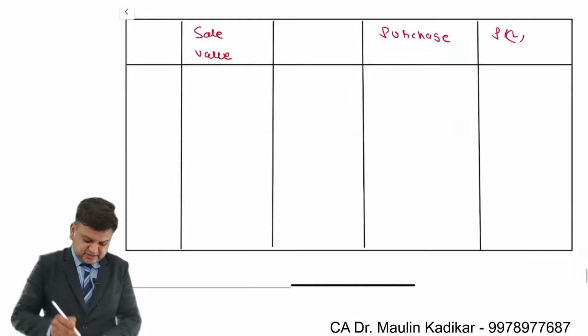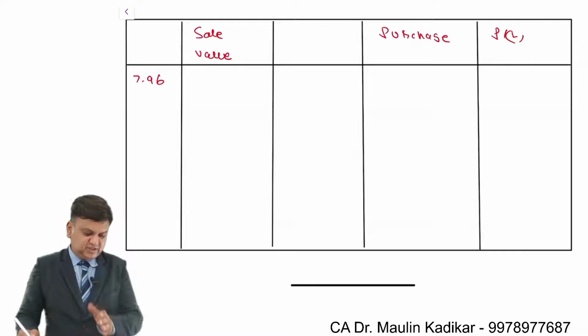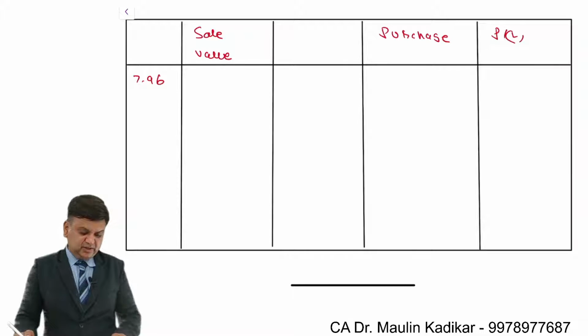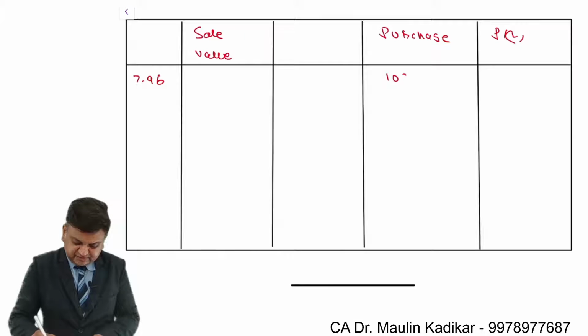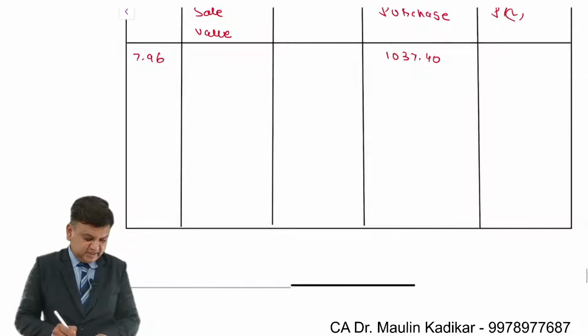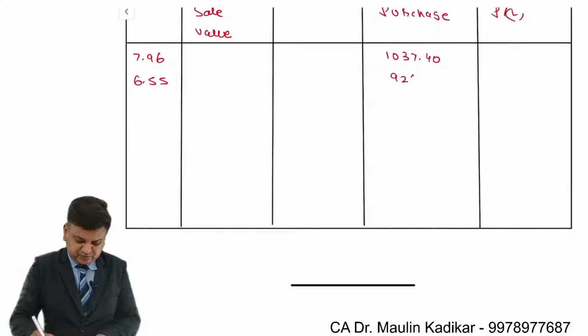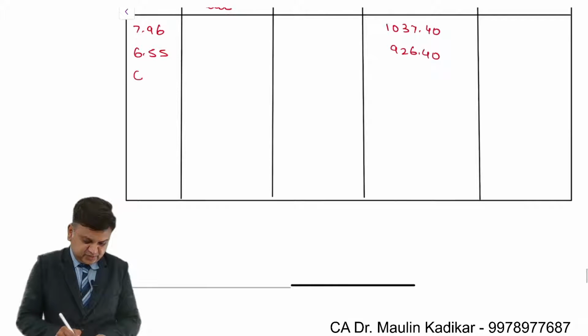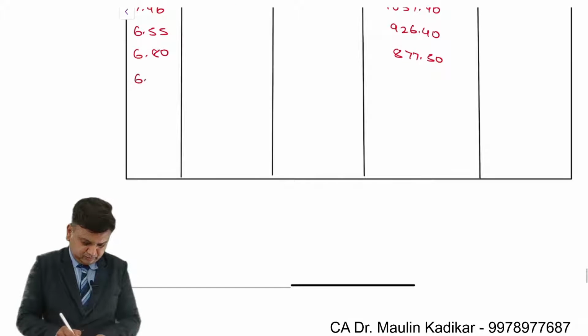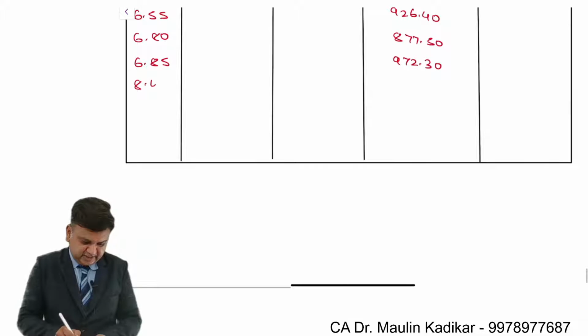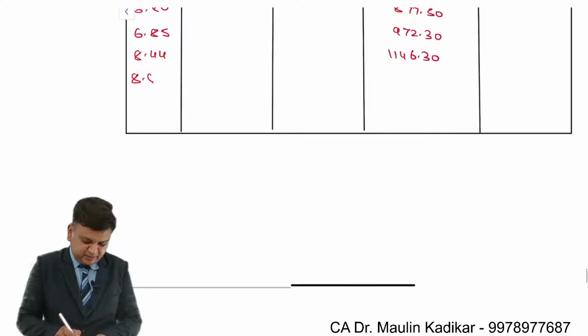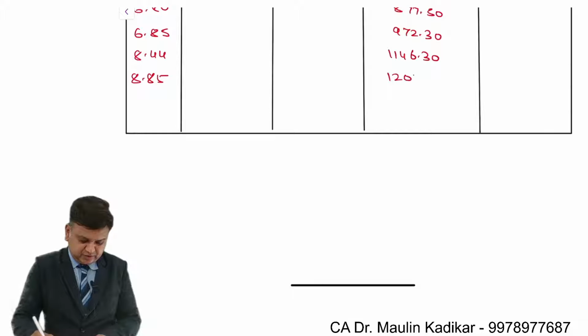See, the first security is 7.96 GOI, Government of India 2023. The quoted price is 1037.4. Then 6.55, the quoted price is 926.40. Then 6.80, quoted price is 877.5. For 6.85, 972.3. For 8.44, 1146.30. And 8.85, it is 1201.70.